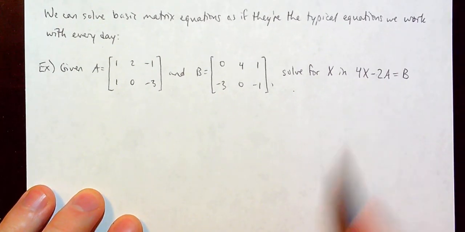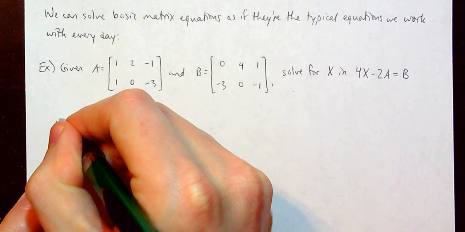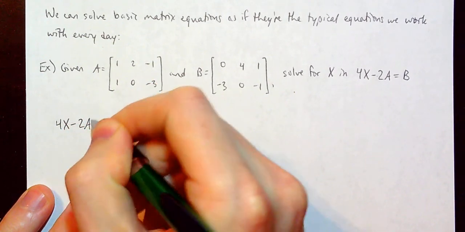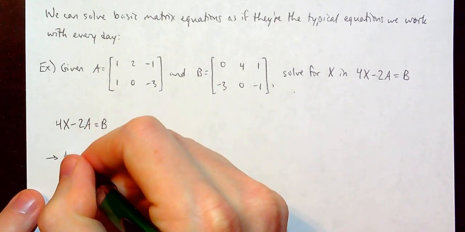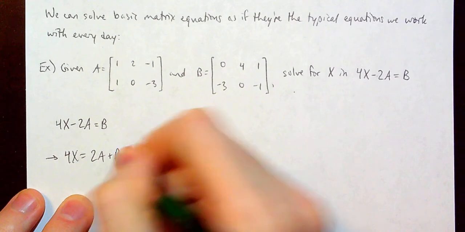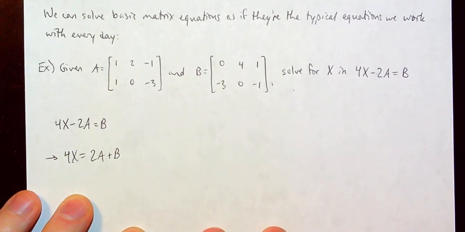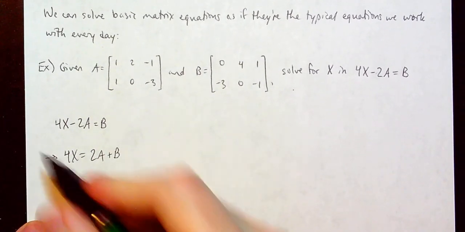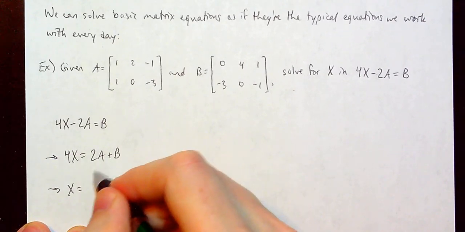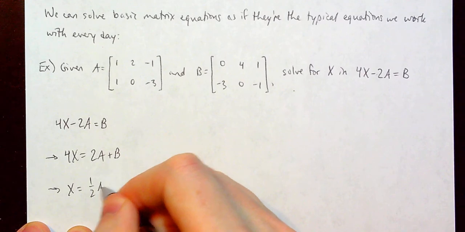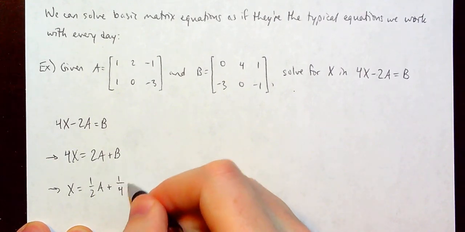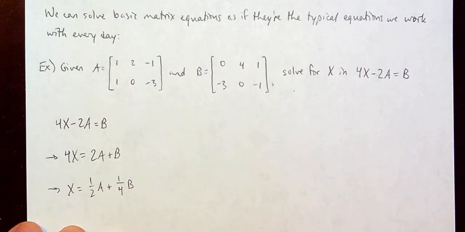4X minus 2A is equal to B. So 4X minus 2A equals B implies that 4X is equal to 2A plus B. And then I can divide both sides by 4. So X equals 2/4 A, or 1/2 A, plus 1/4 B.